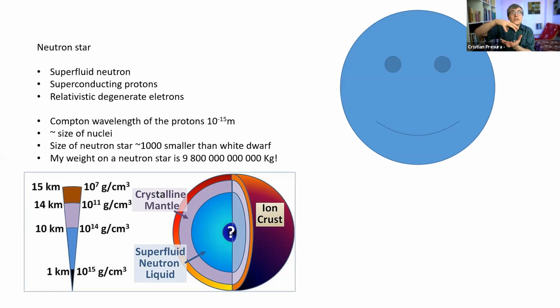Okay, so that's why you weigh so much on the neutron star, because you are attracted very strongly. And I had the curiosity to calculate my weight on a neutron star, and I found actually that I weigh about 9,800 billion kilograms.